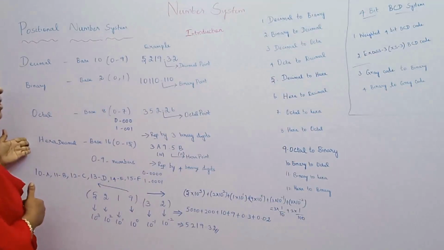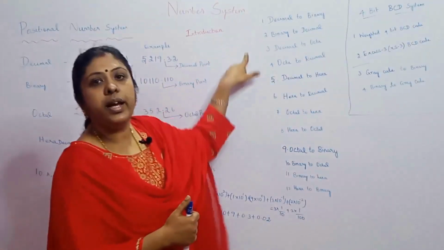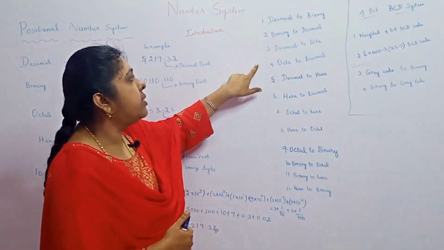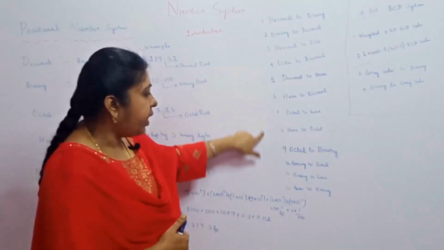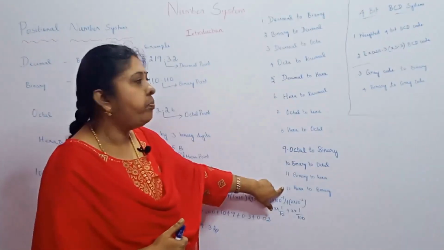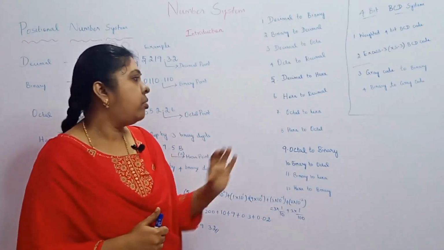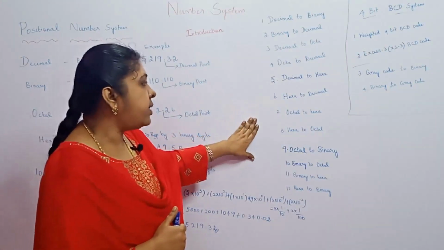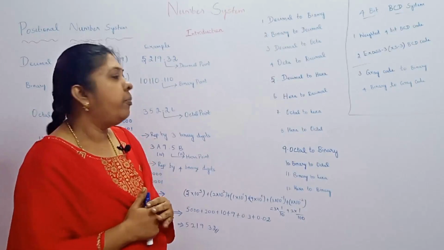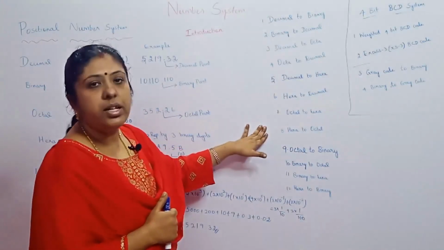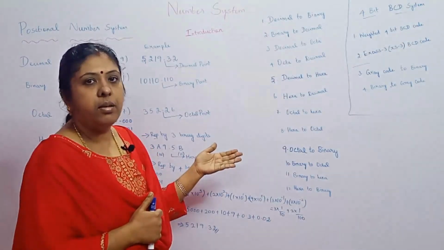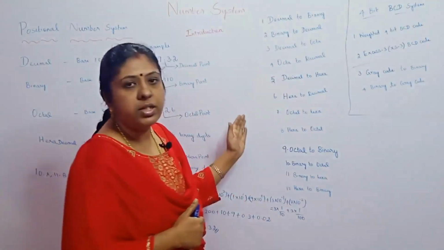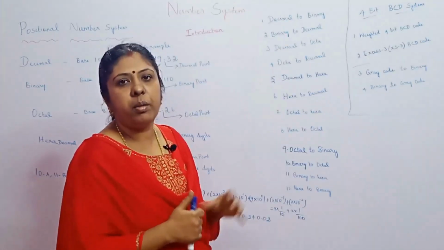So considering these four, there are 12 types of conversions, like decimal to binary, binary to decimal, decimal to octal, octal to decimal, likewise hexa to binary. These are the major 12 conversions we are going to see. Each conversion has a different method, but it will be very easy for you to study. All the conversions have a slight modification depending upon the base.